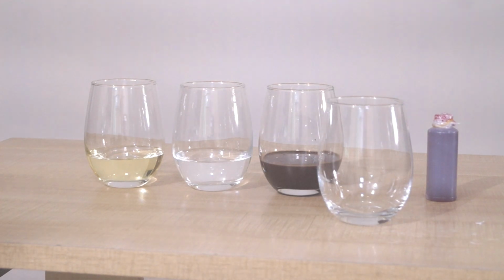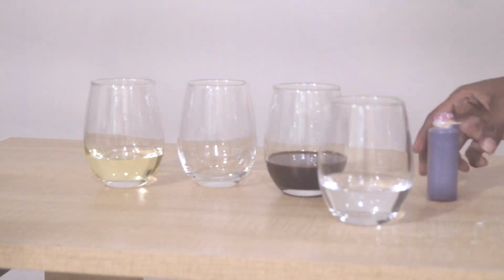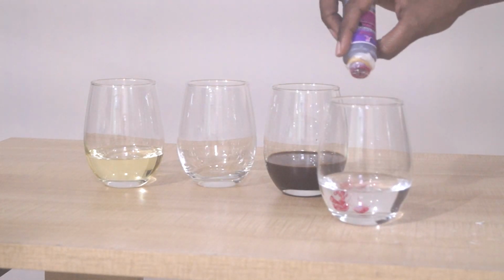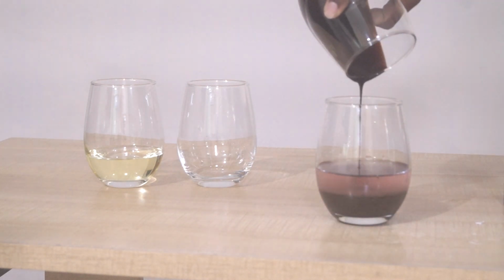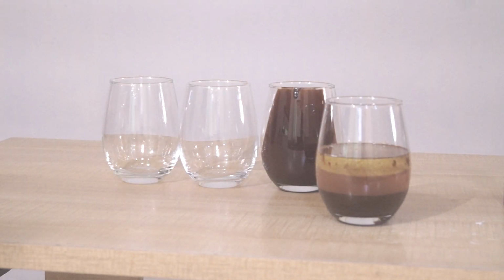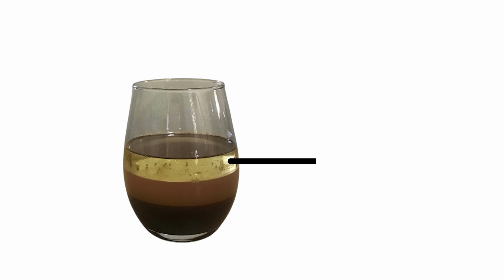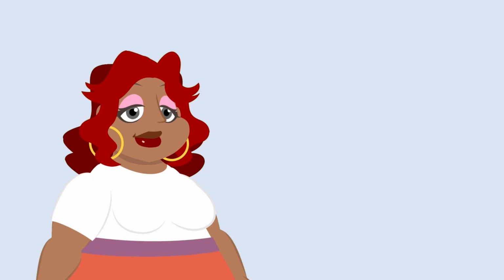Okay, it's time to pour. First, pour the water into the empty glass. Then put 2 to 3 drops of coloring into the water to give the water some color. Then pour your syrup. Next, pour your oil. Allow the liquids to settle. Here we can see that the oil is the topmost layer, the water is the middle, and the syrup is on the bottom. Was your prediction of the order of the liquids correct?